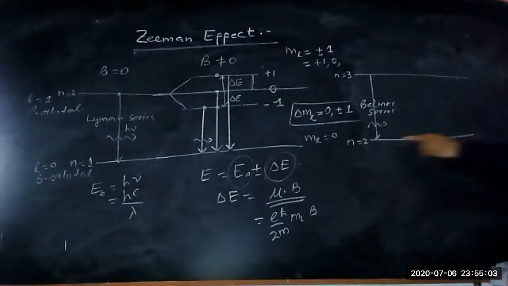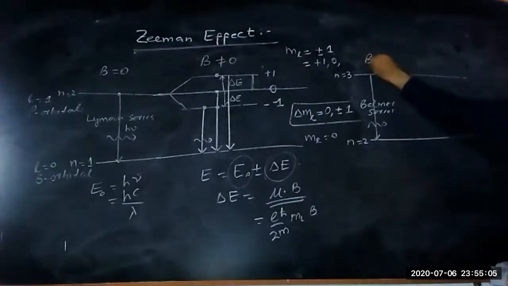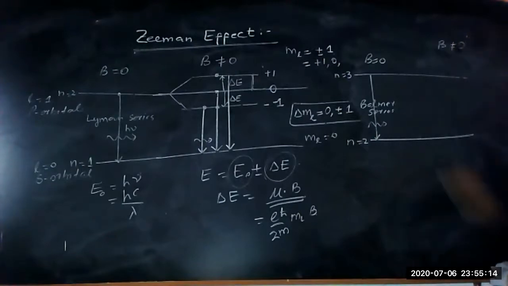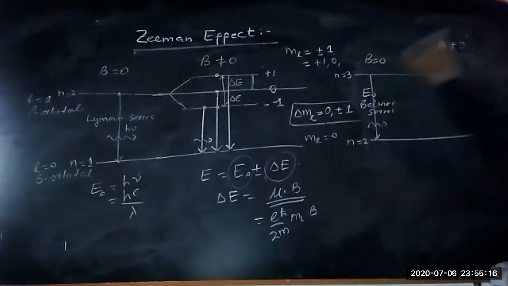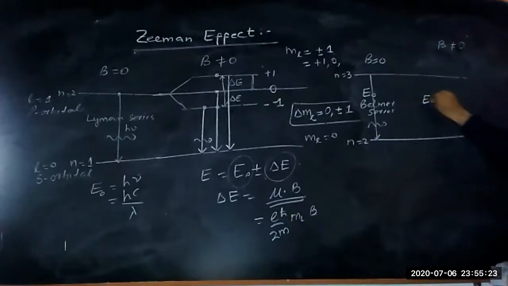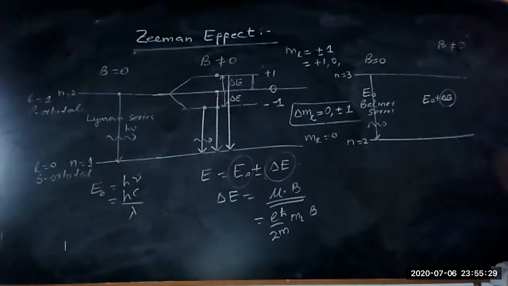Now, in the presence of the magnetic field, here B is equal to 0. There is no magnetic field. Now, if the magnetic field is not equal to 0, if we switch on the magnetic field, the energy is E naught. Any energy we call E naught. But once we start the magnetic field, energy is equal to E naught plus delta E. This is the change in energy because of the magnetic field. So now this level and this level are split out.